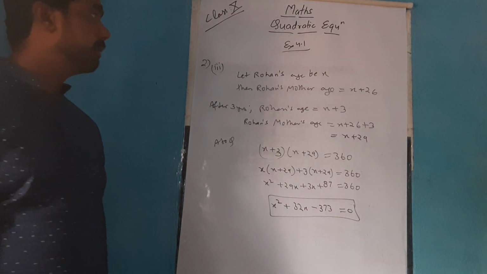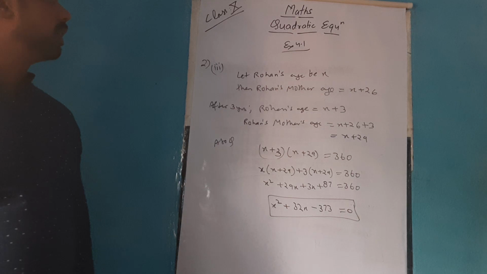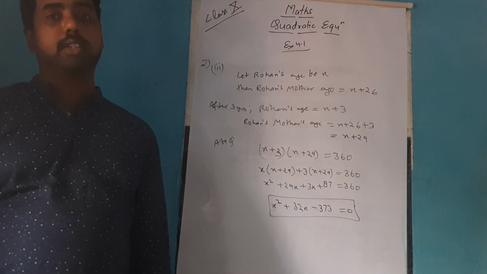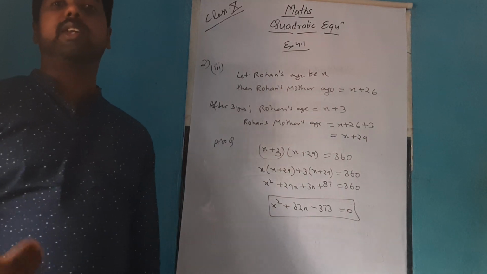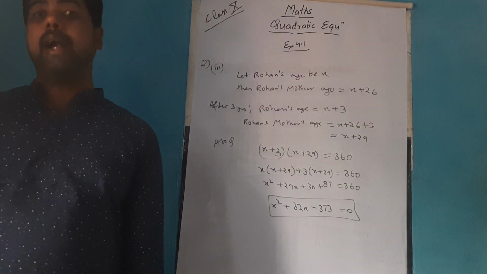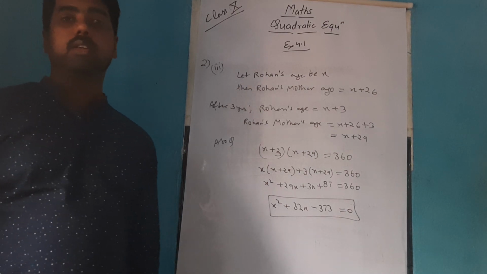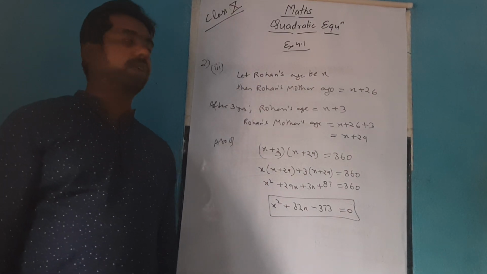Okay, I am repeating it again. The question says that Rohan's mother is 26 years older than Rohan. If the age of Rohan is x, it is quite obvious that Rohan's mother will be 26 years older, it means 26 years older than him. We'll add 26 to Rohan's age, and that will be the age of Rohan's mother. So Rohan's mother will be x plus 26.